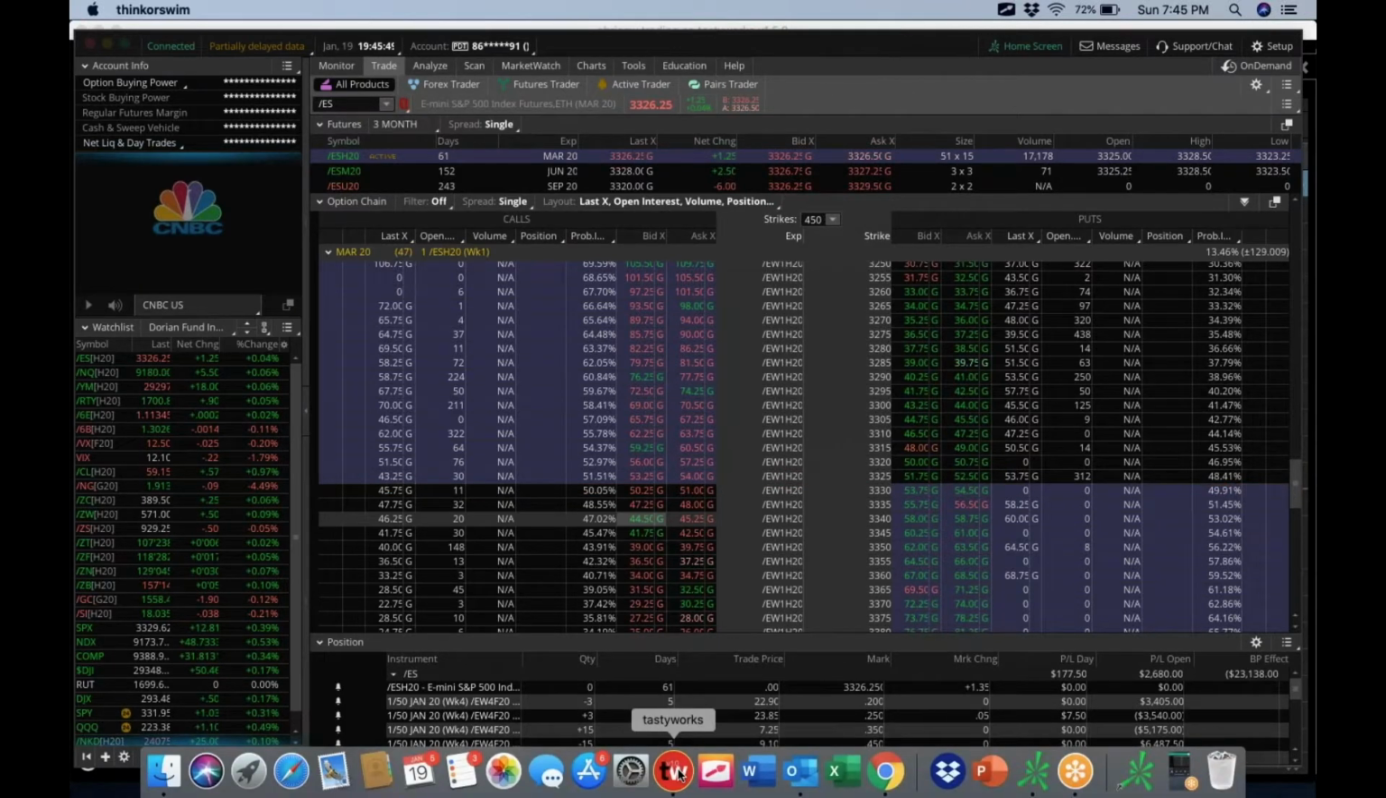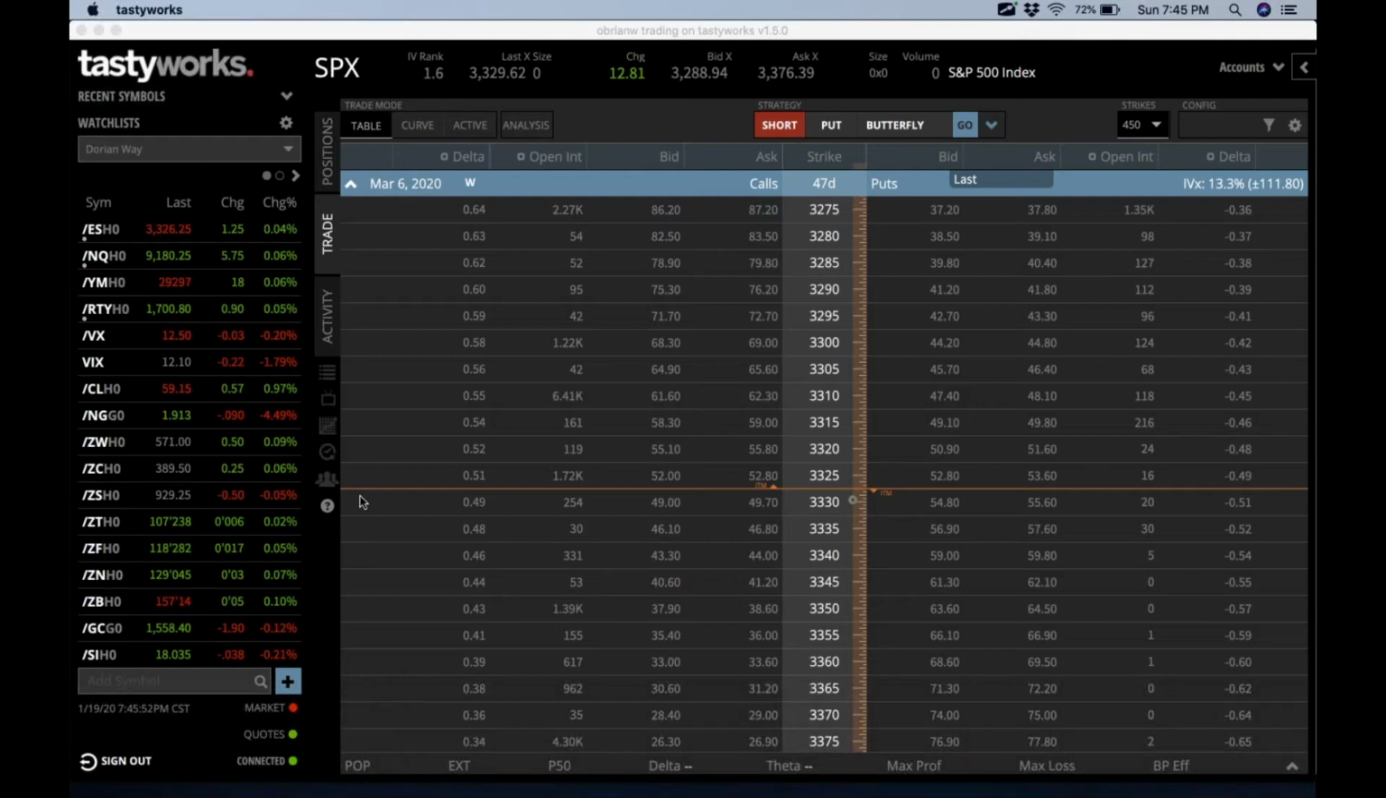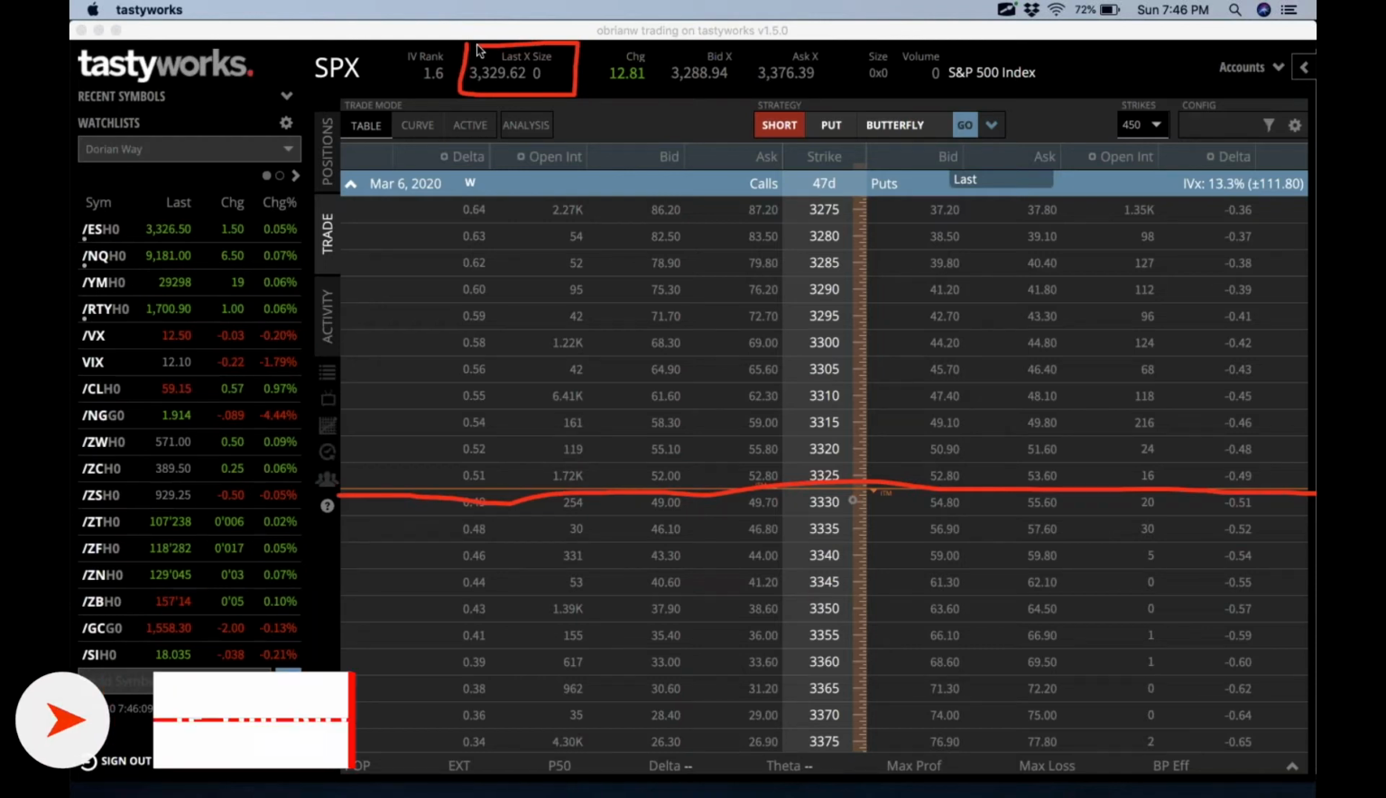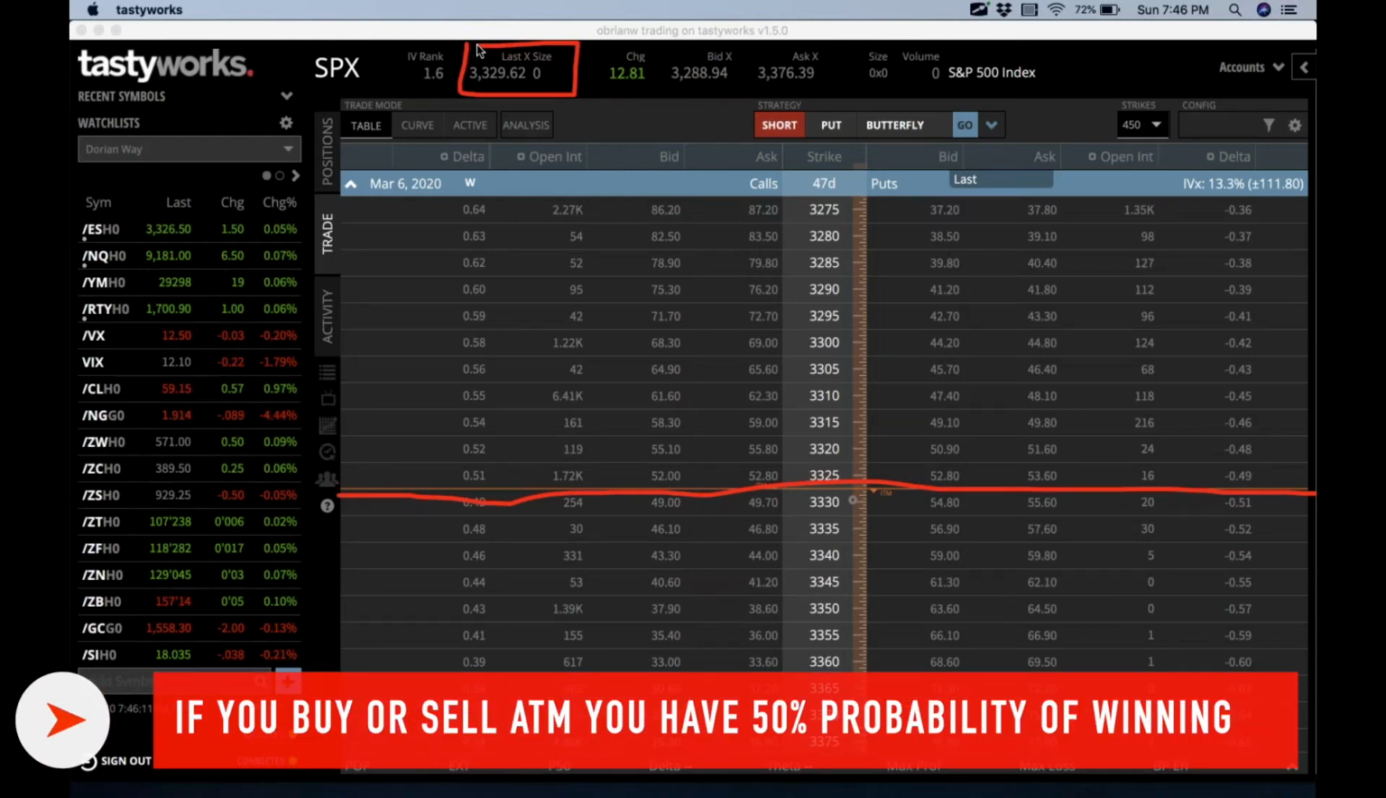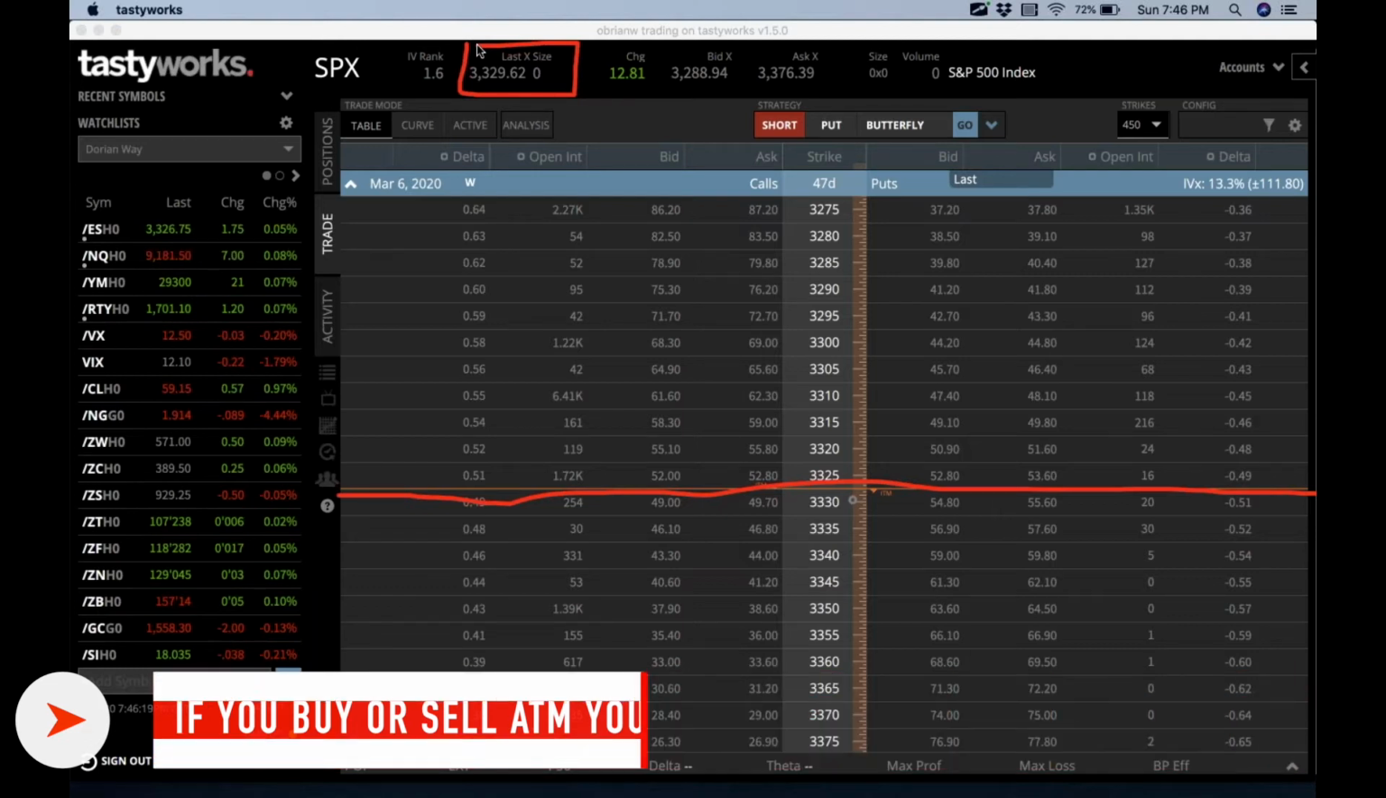It's the same type of concept, just looking at a different platform, trying to give you an idea. Let's go back to this TastyWorks platform, and this is the at the money line. The at the money line is where the underlying is currently trading. All right, so this SPX right here is at 33.29. That is where the at the money line is. So when you buy something at the money, options or stock, you have a 50-50 chance. If you buy or sell something at the money, you have a 50-50 shot of making money. It's just a coin flip.